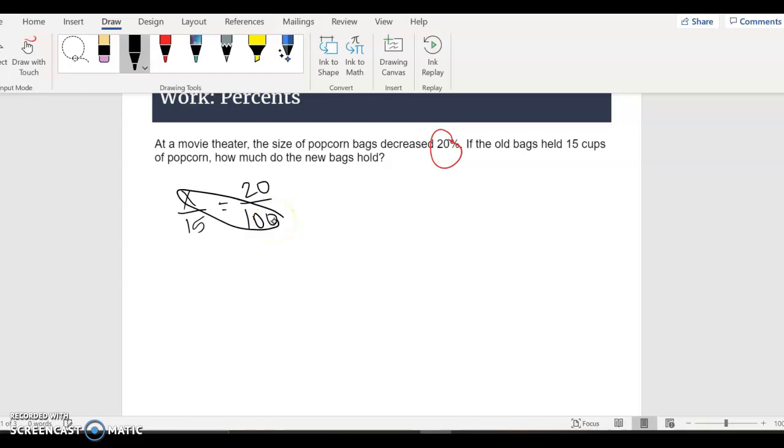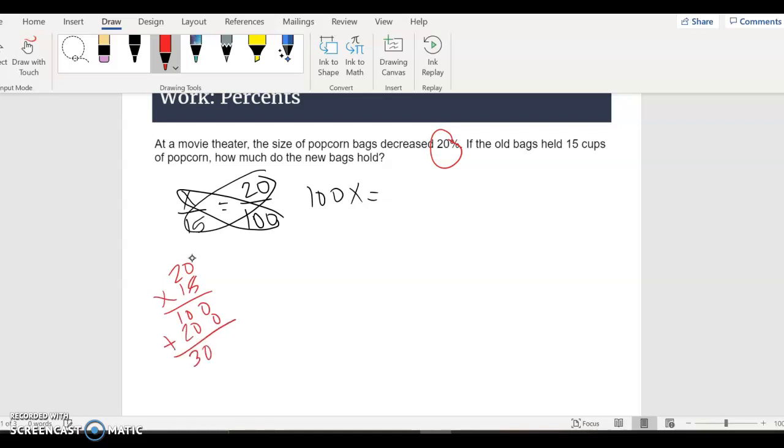We're trying to find out the decrease. So cross multiply 100 times X, 20 times 15. That's going to give us 300. So 100x is equal to 300. To get x by itself, we divide both sides by 100. We can take away zeros. So x equals 3, but again, that is not our answer.